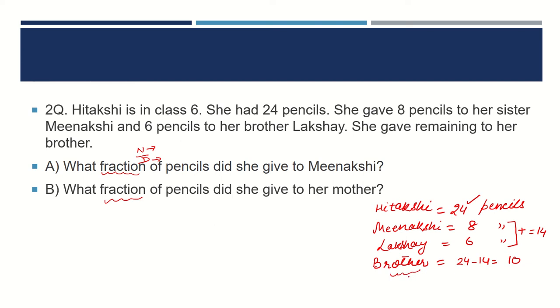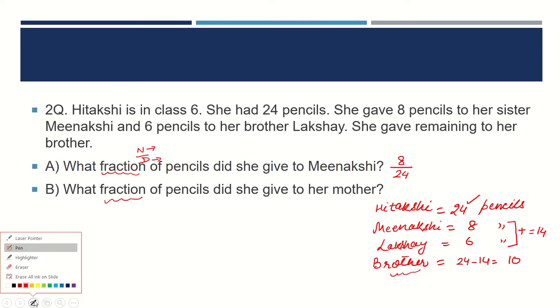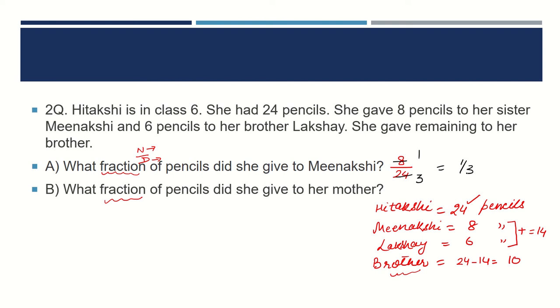So our first question is, what fraction of pencils did she give to Minakshi? Minakshi had 8 pencils. So I will write 8 upon total. How many total pencils were there? 24. So the first answer is 8 by 24. You can convert it into lowest form also. 8 by 24 can be written as 1 by 3, since 8 ones are 8, 8 threes are 24. So I am converting it into lowest form. 1 by 3 is the correct answer.